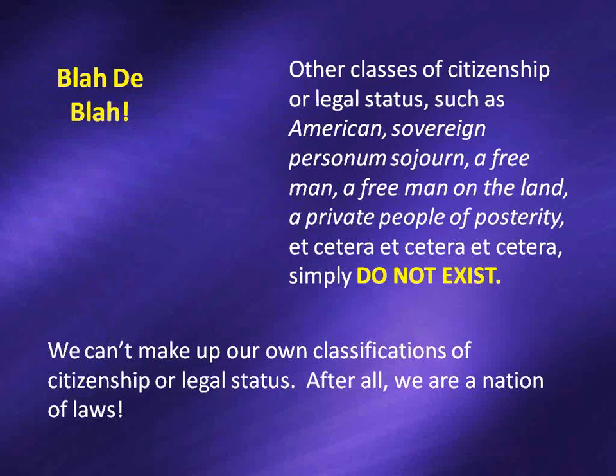We've learned that these supposed other classes of citizenship or legal status that people talk about a lot, such as American, sovereign personam, sojourn, a free man on the land, a private people of posterity, God's own sovereign, whatever, the list goes on and on, are simply made up names that do not exist in any legal context. We can't just make up our own classification of citizenship or legal status. We are, after all, a law of nations, and we have to abide by those laws.